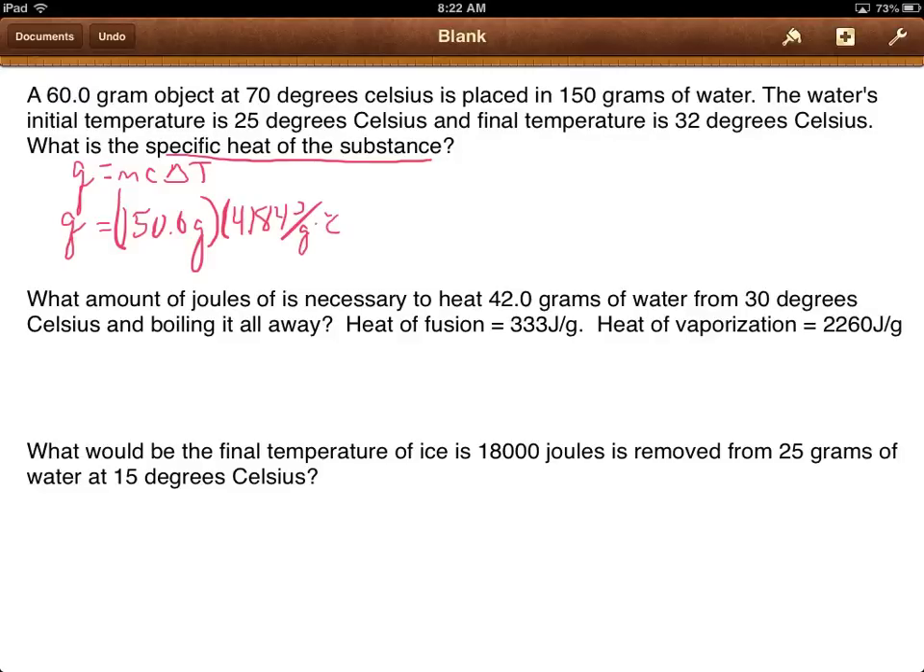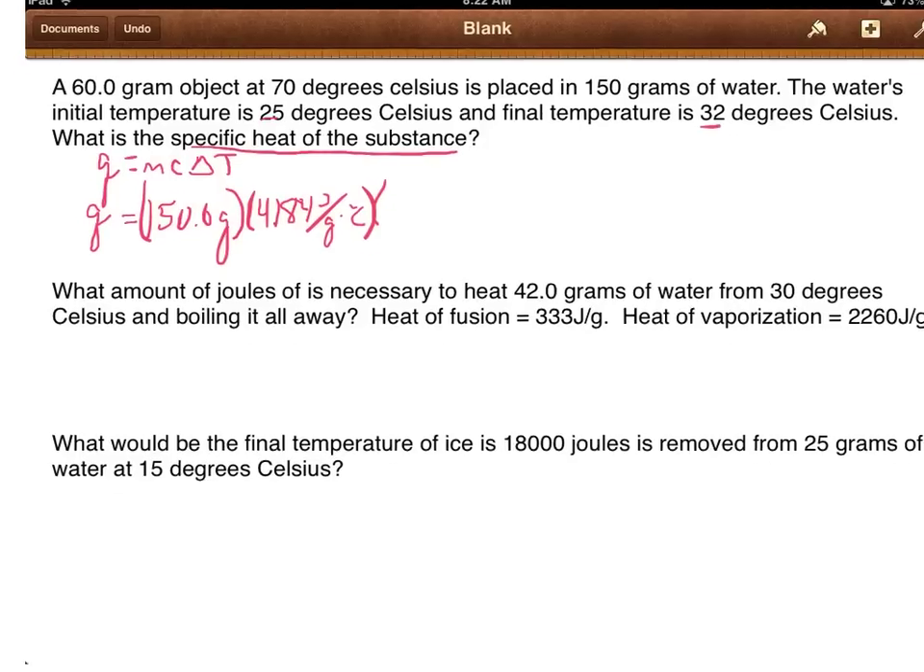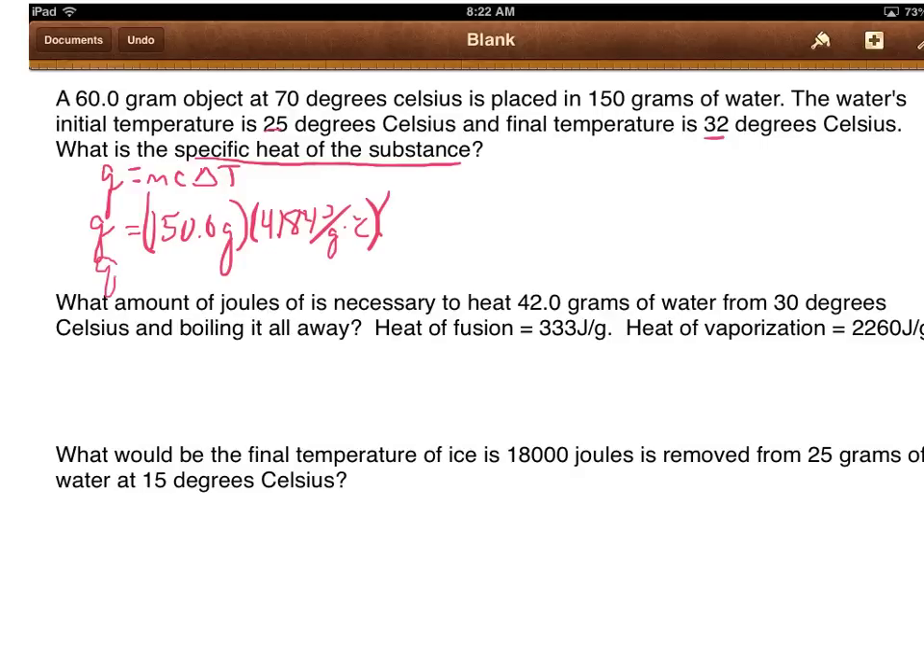And then lastly, we can multiply that by delta T. And delta T can be solved by taking the final temperature and subtracting from it the initial temperature. So 32 minus 25, which gives us a delta T of 7 degrees Celsius. And what we get for Q is Q is equal to 4,393.2 joules. That's the amount of energy that the water gained, which means that's the amount of energy that the substance lost.